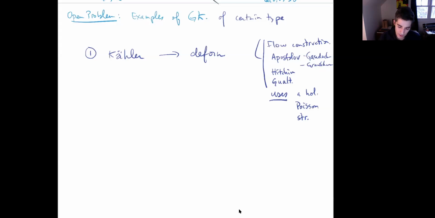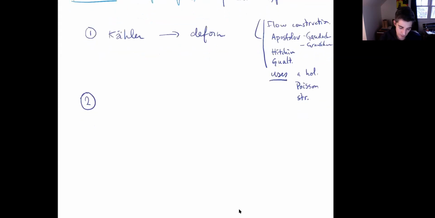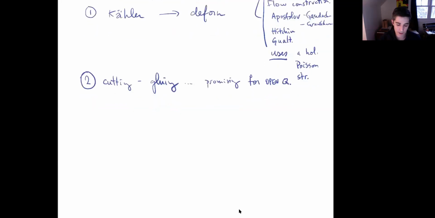Now, the next construction is cutting and gluing, which I have a few examples of. I think that this is very promising for the open question. But I've only started this a little bit. I've only done a little bit of this work of taking GK structures on open sets and arranging it so that we can glue them together.